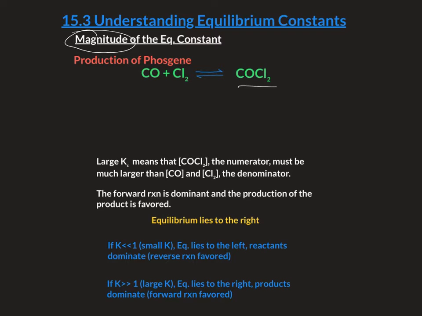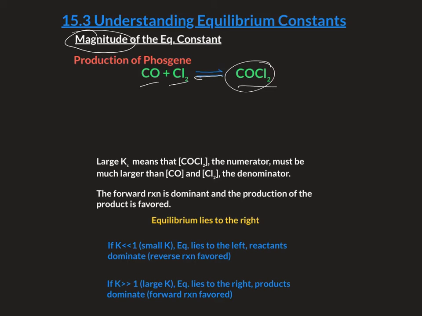Now, our major focus today is to realize that it is produced from carbon monoxide and chlorine gas. Those are my reactants. It's produced into phosgene, and those phosgene particles collide together and then they go back to chlorine gas and carbon monoxide. And they happen back and forth until the rates of production and decomposition are equal. That is when they reach equilibrium. Once that happens, we can write an equilibrium expression.